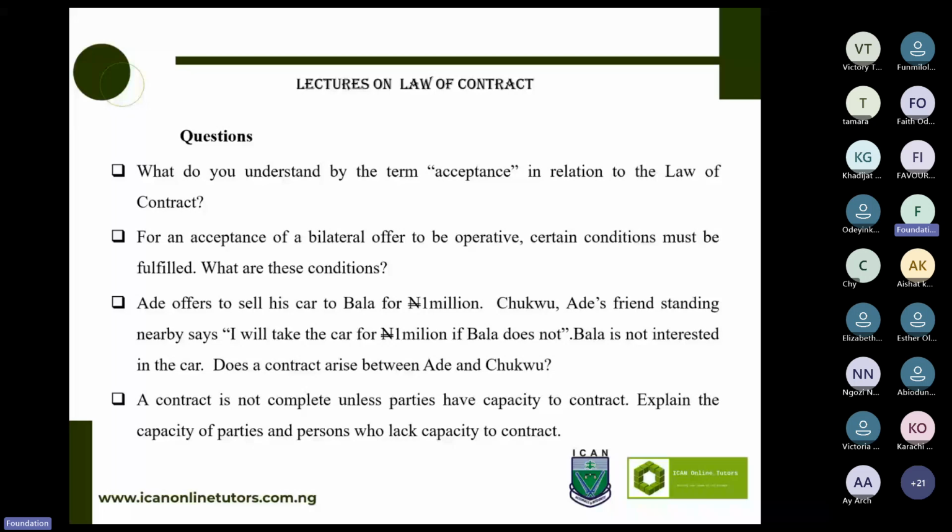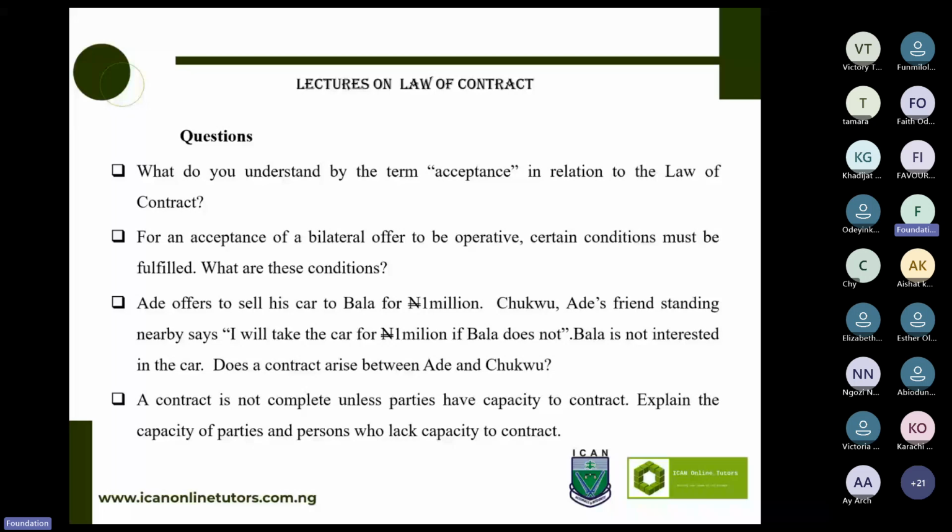Now this is copy and paste from ICAN. A contract is not complete unless parties have capacity to contract. Explain the capacities of parties and persons who lack capacity to contract. Now let me help you here, because I want to assume this is the first time you are seeing an ICAN question in real life, right? It's just an assumption.